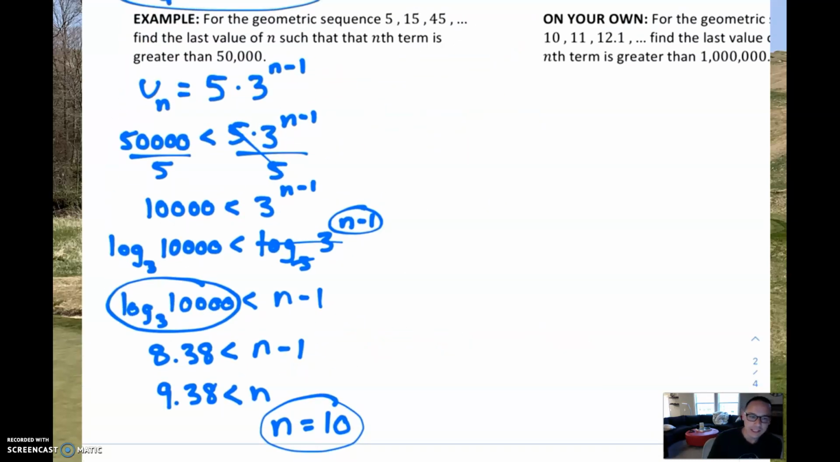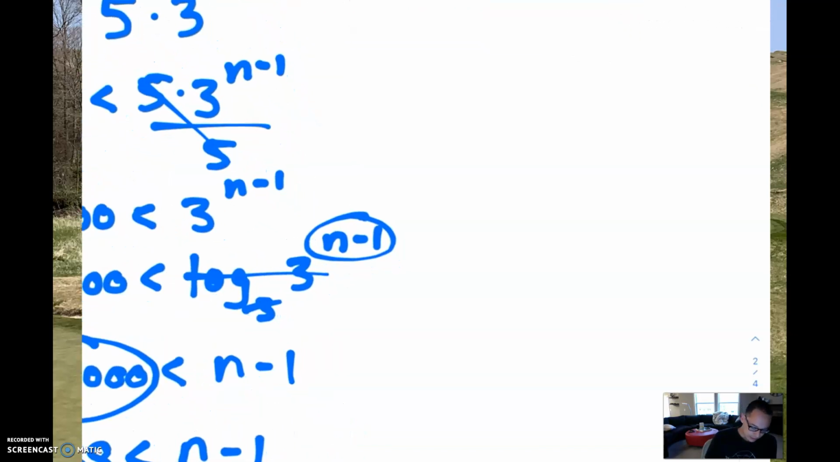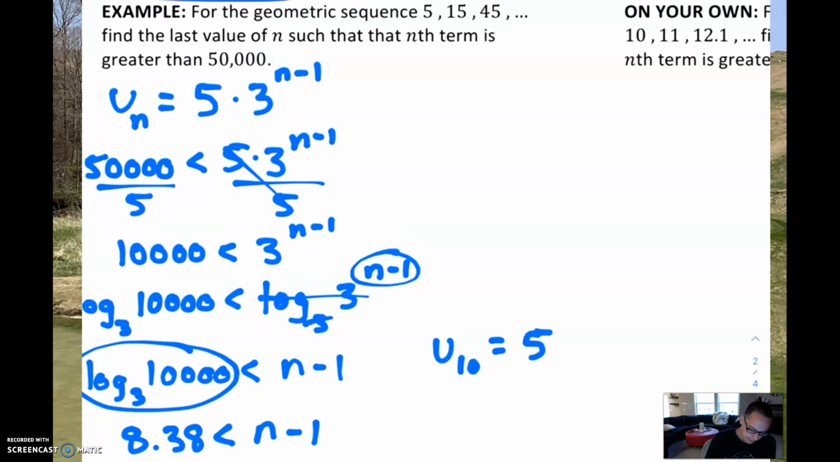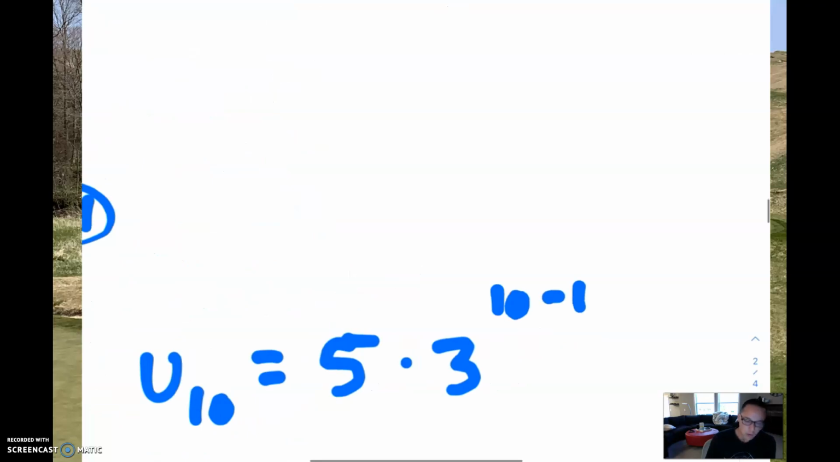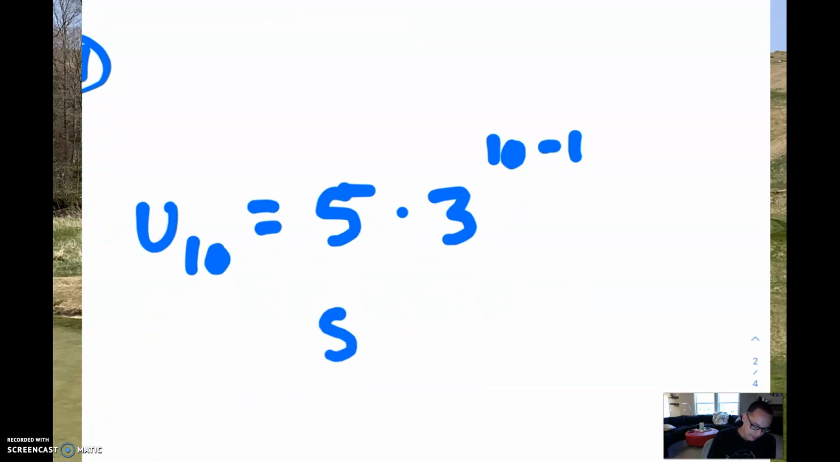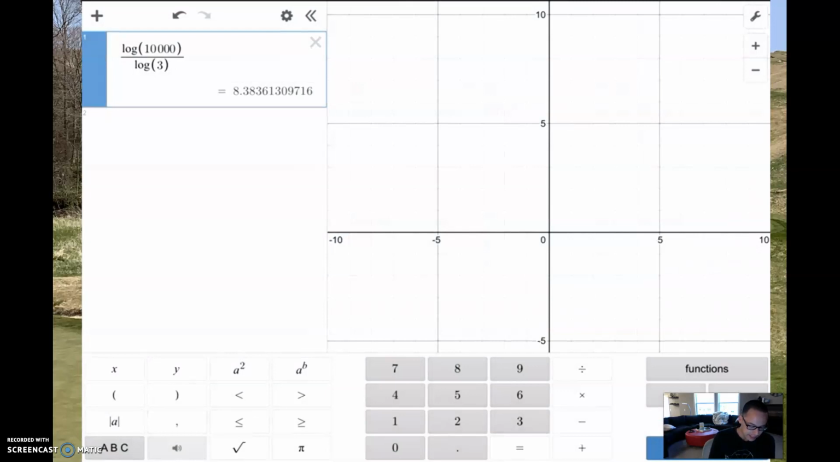One thing that I would do is always double check my work at the very end. So I would find the value of the 10th term. u sub 10 would equal our first term, which is 5, times our common ratio, which is 3, to the 10 minus 1 power. And then we have 5 times 3 to the 9th power, and let's use Desmos to figure out what that is. That gives you 98,415. That would be the 10th term.